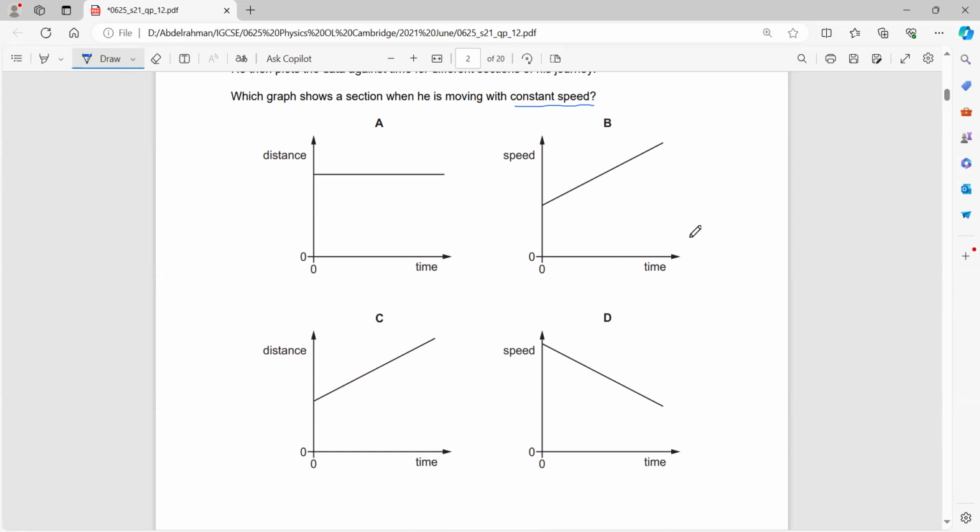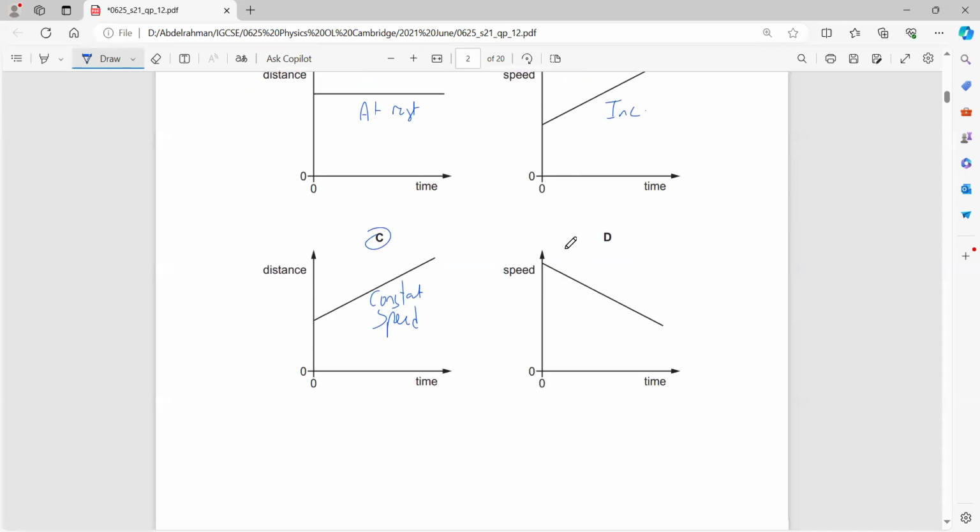Okay. Can A be the answer? Hmm, I don't think so. Yes, A is wrong. Why? Because he is at rest. What about B? What's happening to his speed? No, his speed is increasing, so this is wrong. C, the distance is increasing at a constant rate, so this is constant speed. Yes, constant speed. So it is C, correct. D, his speed is decreasing.